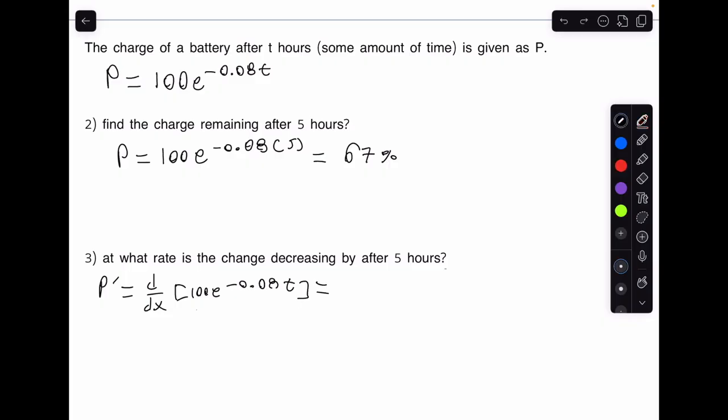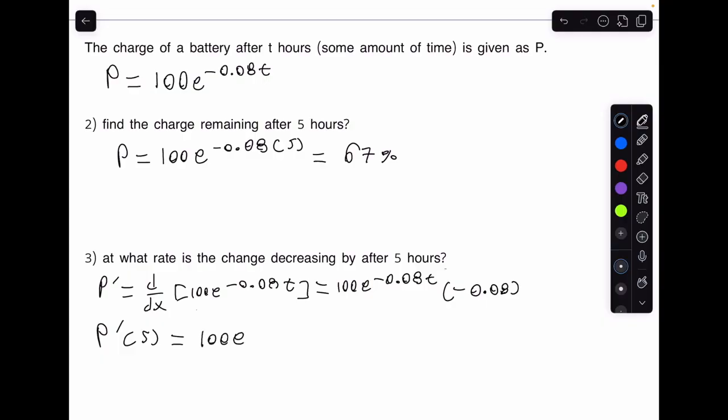So the derivative of e to the x is just e to the x, so we write that down as the exact same thing. Now we account for the inner function. This one right here, what's the derivative of negative 0.08t? Well, that's just negative 0.08. So this derivative that we got from P describes the rate of change, but we need to find it after 5 hours. So for P prime, we're going to plug in 5.